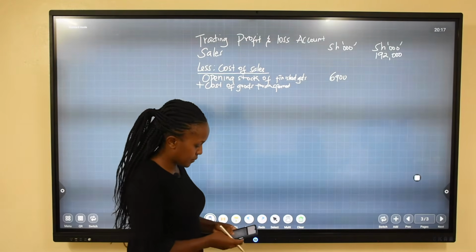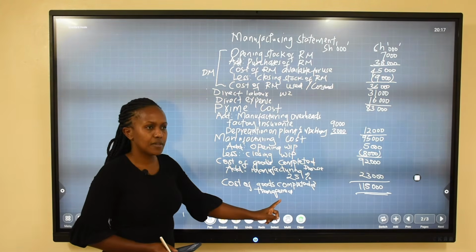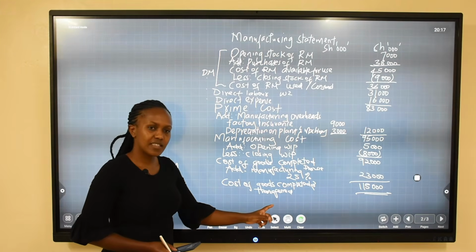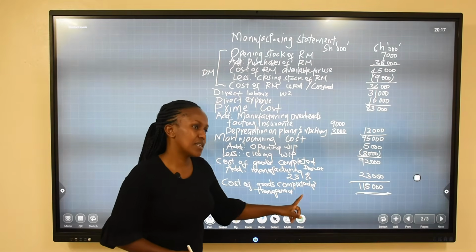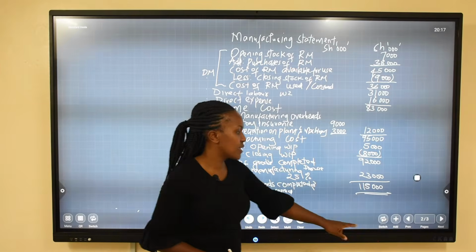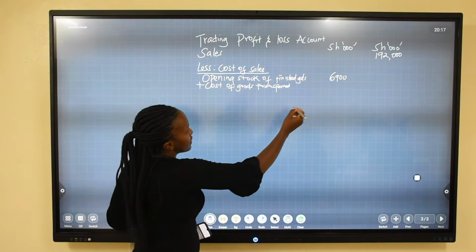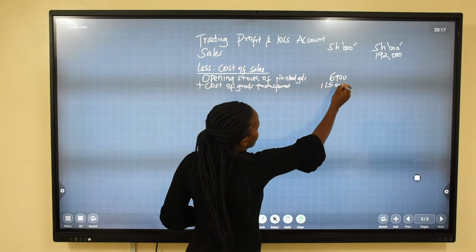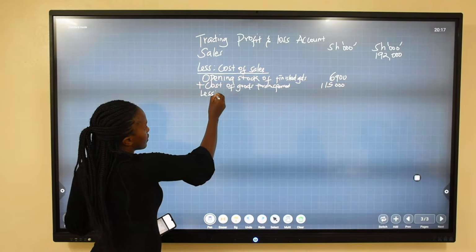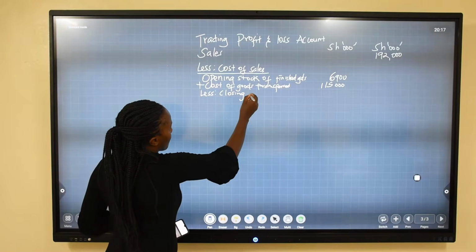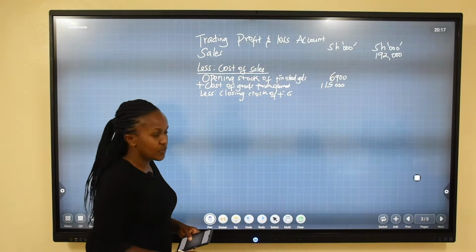So from our previous, what you're calling the cost of goods transferred, remember, this organization is not buying things and selling. This organization is producing them and selling them. So this cost of producing them and completing them and transferring them to the warehouse is the one that you are bringing into the income statement as a cost of goods transferred here. So we are going to have 115,000. Here there are no returns. So we are going to deduct closing stock of finished goods.